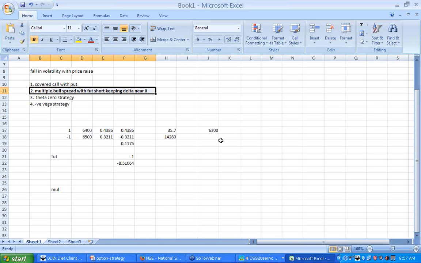You can take this strategy in any stock future, in Bank Nifty, or in Nifty, because this trend has the same kind of view. We have an expectation of an uptrend with a fall in the volatility. So you can utilize this strategy in any of these. Or if you are a little advanced trader, you can think of forming a theta 0 or negative Vega strategy also.